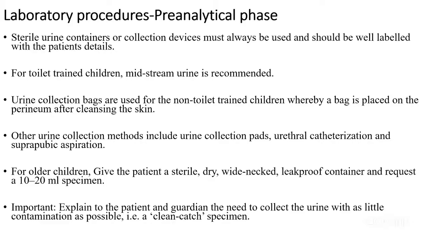For older children, give the patient a sterile, dry, wide-necked, leak-proof container and request 10 to 20 ml of the specimen. It is important to explain to the guardian the need to collect the urine with as little contamination as possible. Communication here is very important, and make sure the parent, the child, or the guardian understands the importance of having a contamination-free sample.